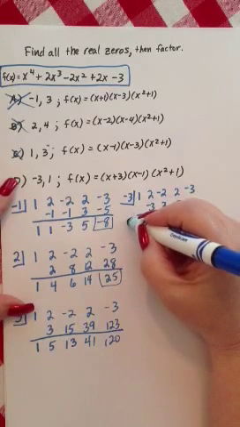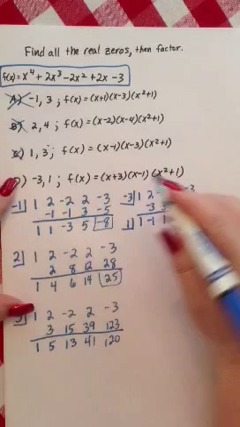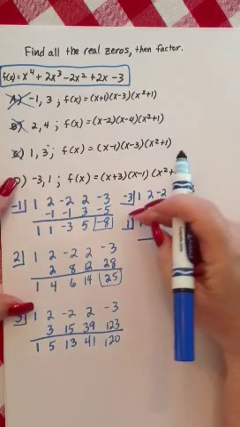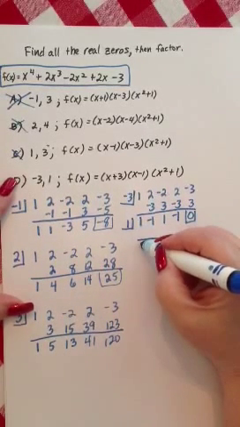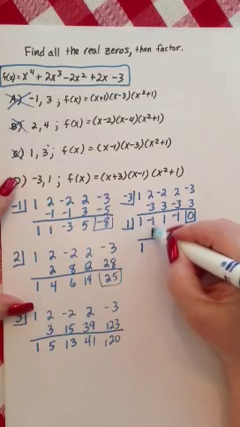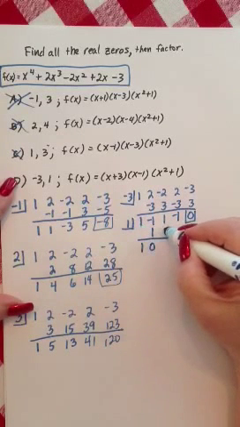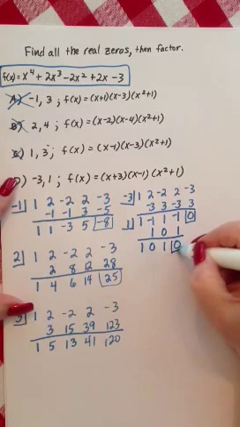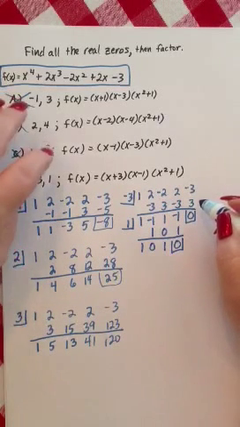Let's just make sure 1 works also, okay? Because 1's supposed to work also. So we're using my depressed polynomial. As soon as it's equal to 0, you can use the depressed polynomial now. So I bring down the 1. 1 times 1 is 1. Add my column. 1 times 0 is 0. Add my column. 1 times 1 is 1. Add my column. So yes, 1 does work.